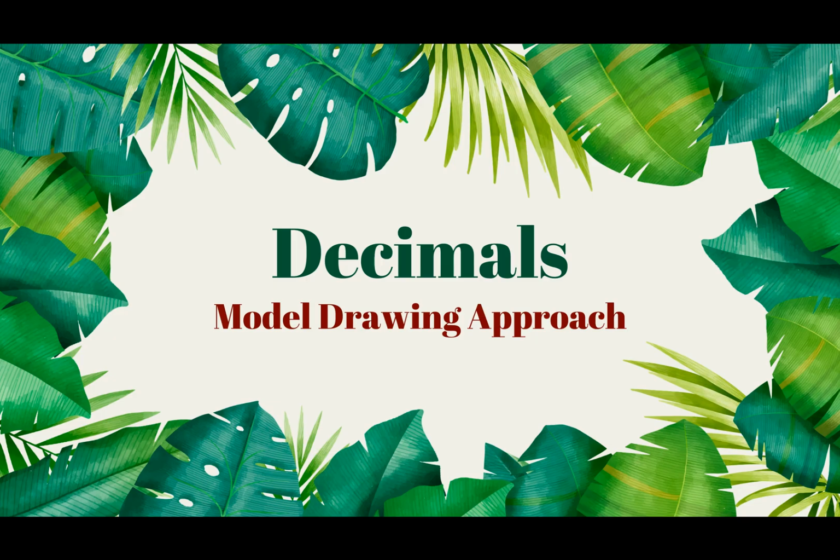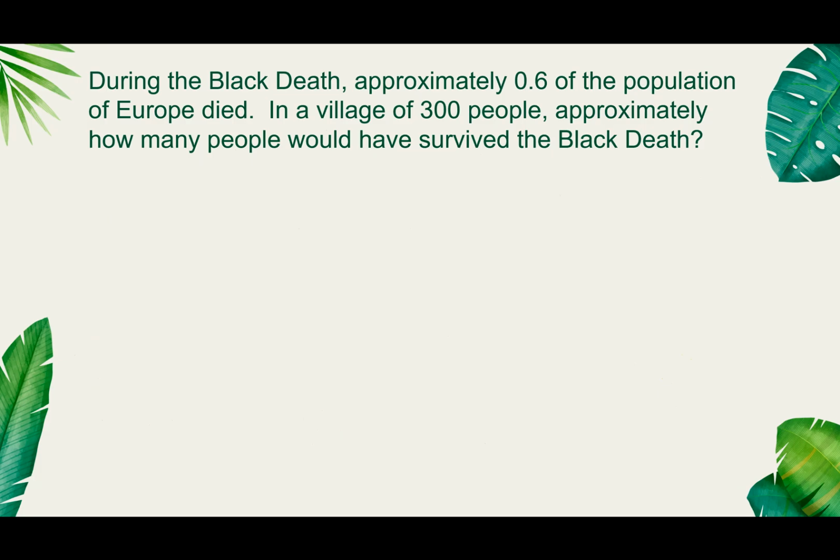So here we go. Suppose that during the Black Death, approximately 0.6 of the population in Europe died. In a village of 300 people, approximately how many people would have survived? Okay, that's kind of dark for the first problem. Sorry about that. However, let's go ahead and use the model drawing approach.